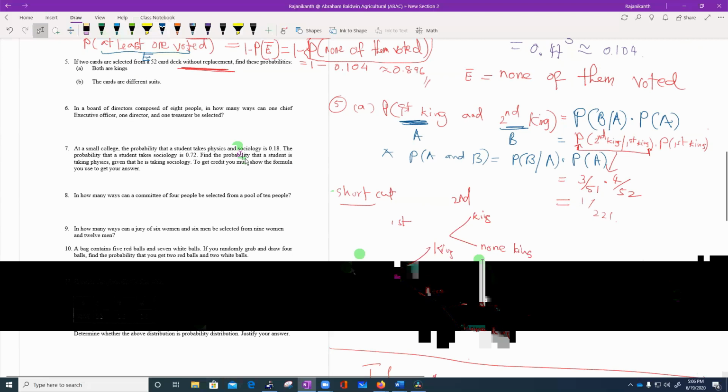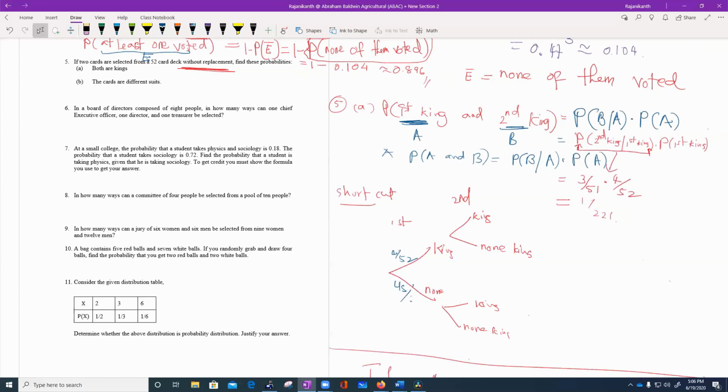So now put the probability here. The probability of choosing a king the first time: there are 4 kings out of 52. That means what is the probability of choosing a non-king? The remaining 48 are non-king out of 52, right? Yeah.